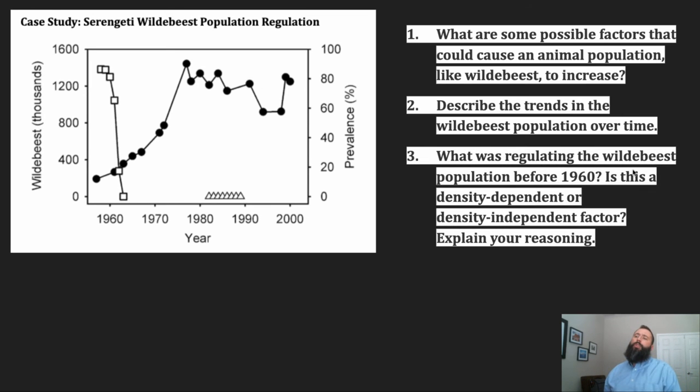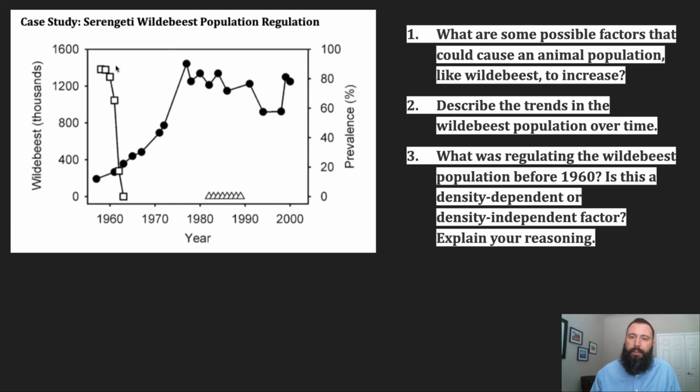Question 3, what was regulating the wildebeest population before 1960? Is this a density dependent or independent factor? Explain. Take a look, right? Prior to the 1960s, right down here, the population of the wildebeest was pretty low. Why? Well, there's probably going to be some connection with the prevalence of the rinderpest. The rinderpest was killing the wildebeest. Look at the prevalence of it, right?